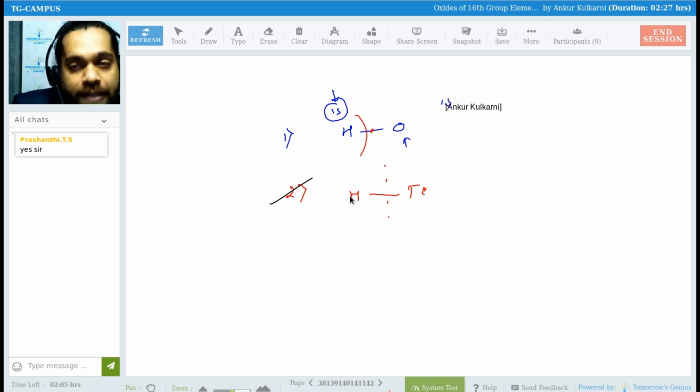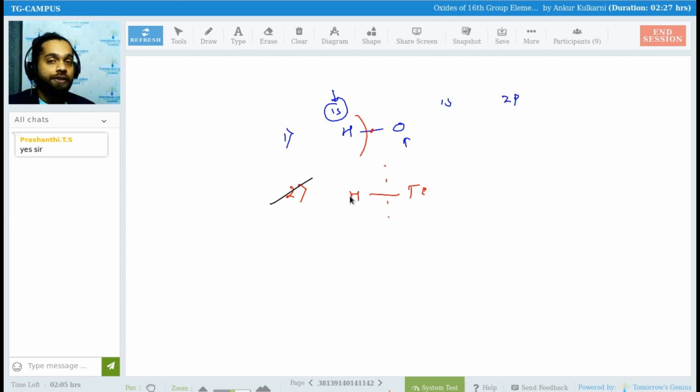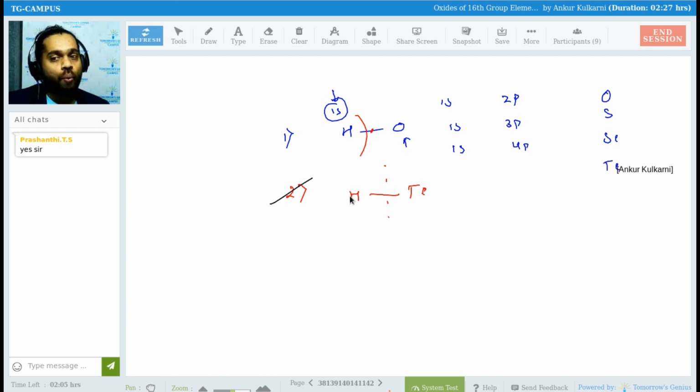So 1s is getting overlapped by 2p. Okay, 1s, 2p overlap is there. When you go down after oxygen, what do we have? We have sulfur. So it will be 1s, 3p. After sulfur, I guess we have selenium. So 1s, 4p. Then we have tellurium, 1s, 5p. Hydrogen is this much, oxygen is a little bit larger. They are holding each other.